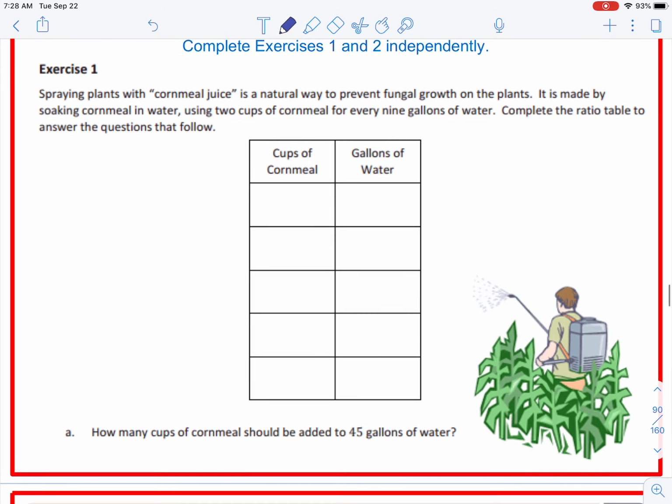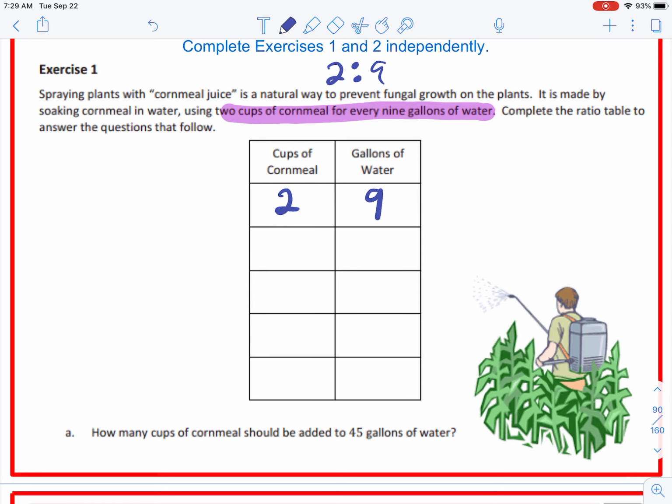All right, exercise 1. Spraying plants with cornmeal juice is a natural way to prevent fungal growth on the plants. It is made by soaking cornmeal in water, using 2 cups of cornmeal for every 9 gallons of water. So we already know our ratio here, 2 cups of cornmeal for every 9 gallons of water. So our ratio is 2 to 9. Complete the ratio table to answer the following. So cups of cornmeal, 2, gallons of water, 9. Now complete the table.